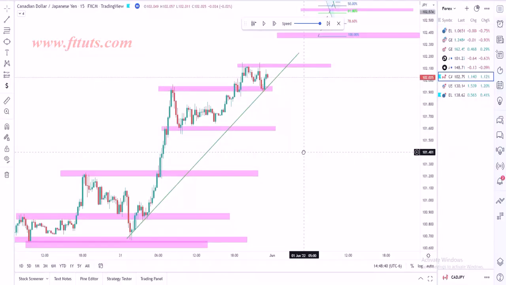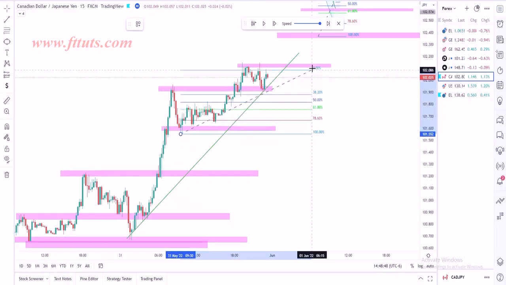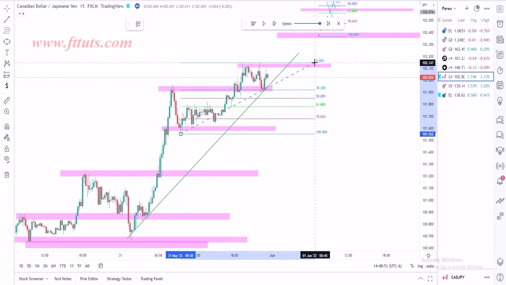So this was actually a potential trading opportunity right there. And actually, let's grab the fibs. Let's see what happens. Okay, so the fibs don't line up. They line up at 38.2.